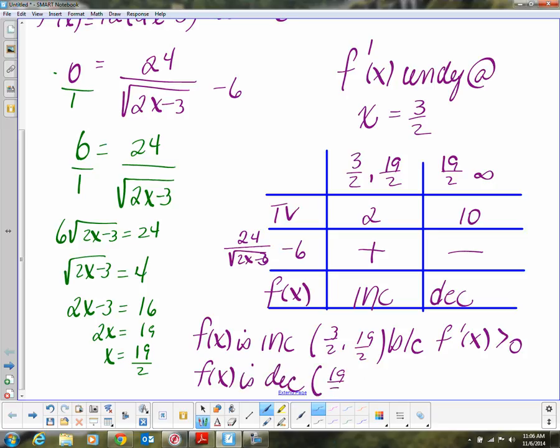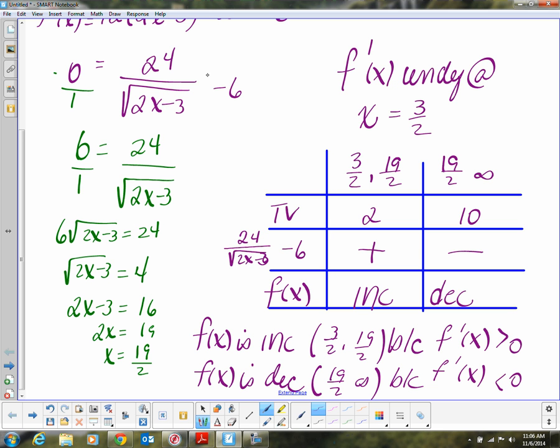From 19/2 to infinity because f prime of x is less than 0. Yes, sir. Logan. Can you not plug anything into the table that's not a thing? Correct. Okay. So if you did negative infinity to 3/2 and picked -2, that's a clue something's wrong. Okay. Yes, sir. If there's an undefined slope, that means it's a vertical line, right? Right. So can you not have a max or min on an undefined slope?